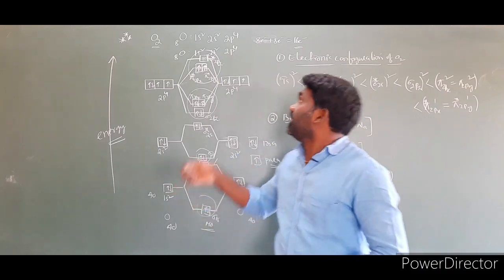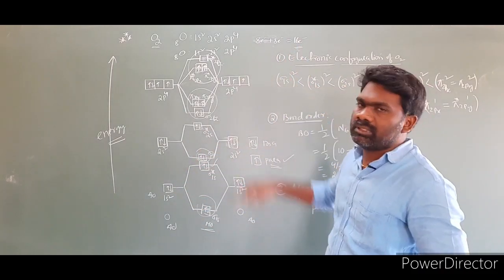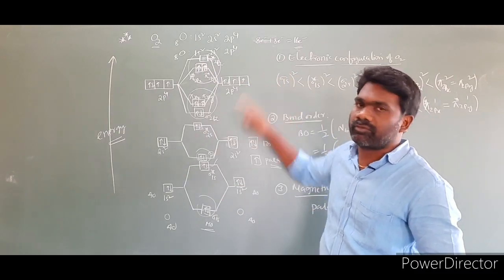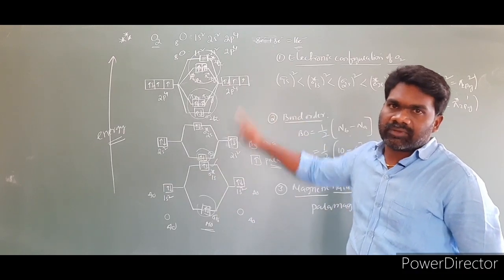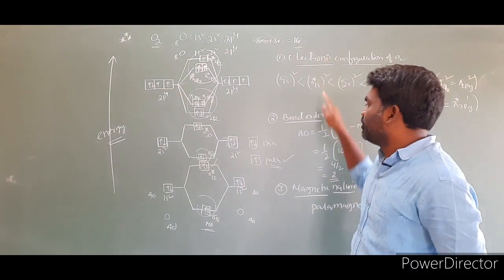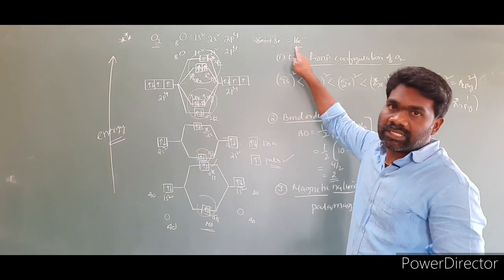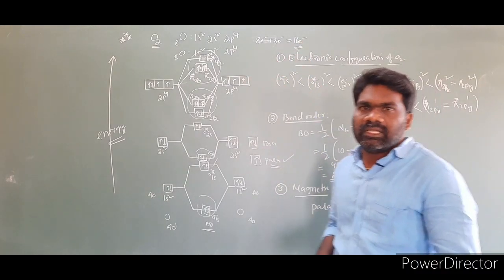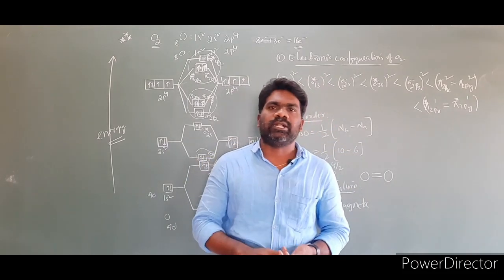Any system with greater than 14 electrons, we have to follow the same system. We can arrange the electronic configuration, construct the molecular orbitals like this, draw the energy level diagram like this, and you can write the electronic configuration, bond order and magnetic nature. Any molecule with greater than 14, we have to follow this system only. Any molecule with less than or equal to 14, we have to follow nitrogen.